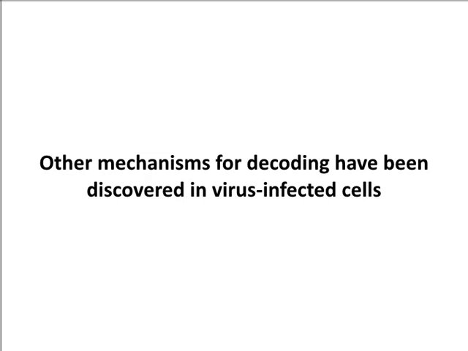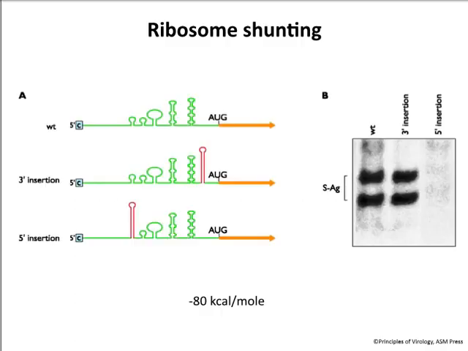And what I want to tell you next is how viruses have changed this process to suit their decoding of their genome. So we're going to look at a couple of different mechanisms that are virus-specific as far as we know. First one is called ribosome shunting.